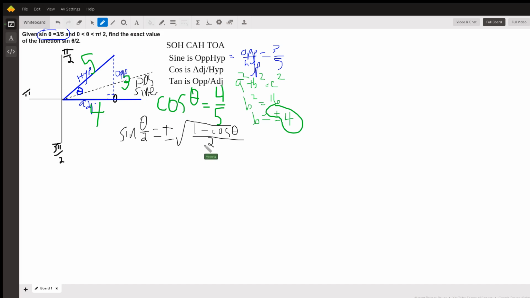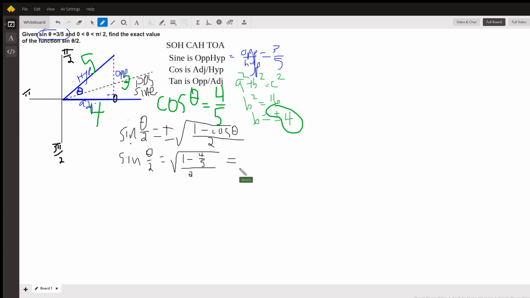Okay, so I don't have to write plus or minus anymore. I just need to fill in information. So the sine of theta over 2 is the positive square root of 1 minus, the cosine is 4/5, and that's all over 2. Let me make this look like a 5. Now we just have to simplify this.